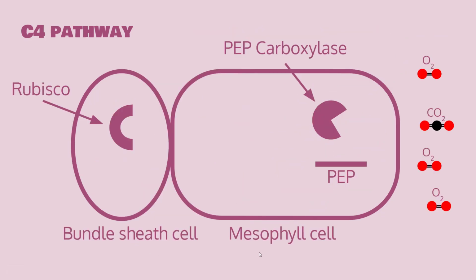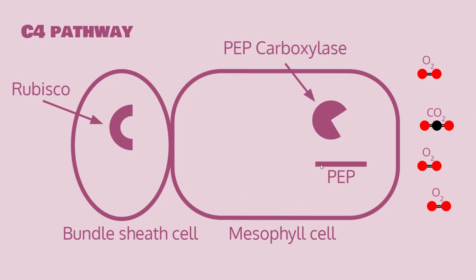Let's zoom in. So this is the mesophyll cell, and this is the bundle sheath cell. So remember that the mesophyll cell is on the outside layer, while the bundle sheath cell is on the inside layer. And so most of the oxygen and carbon dioxide are going to be concentrated out here, because the bundle sheath cell is further away, so they would be less likely to diffuse all the way in here. They're mostly going to be outside here.